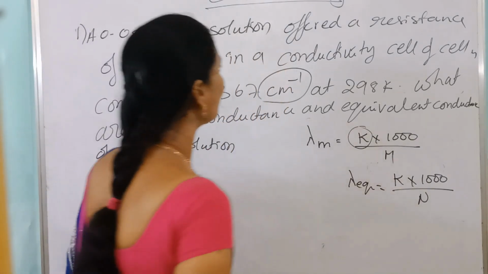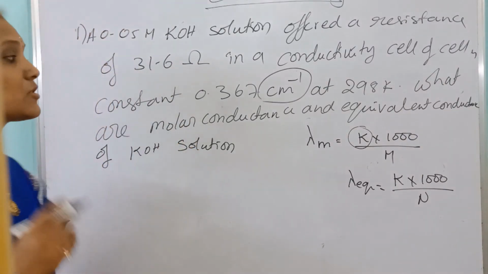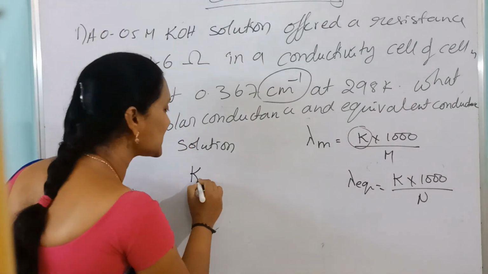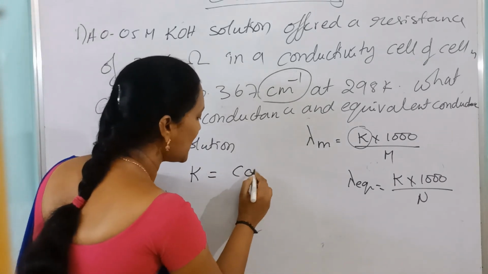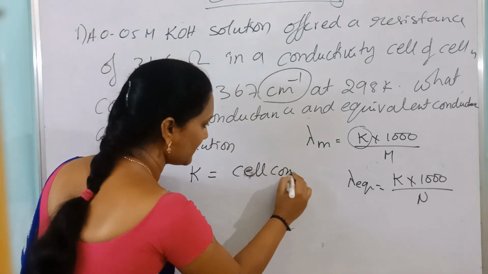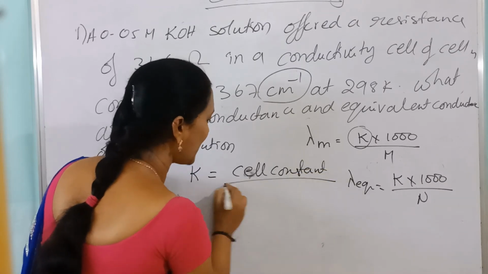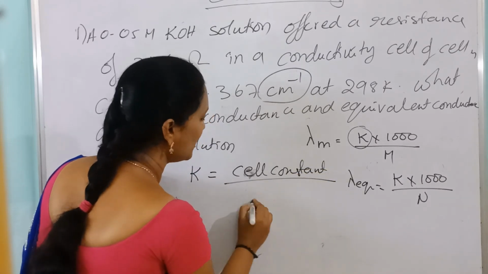Anyhow, we need this K. Here K is not given. So how to find this K? K means the specific conductance. What is the formula for this specific conductance? Cell constant by resistance.